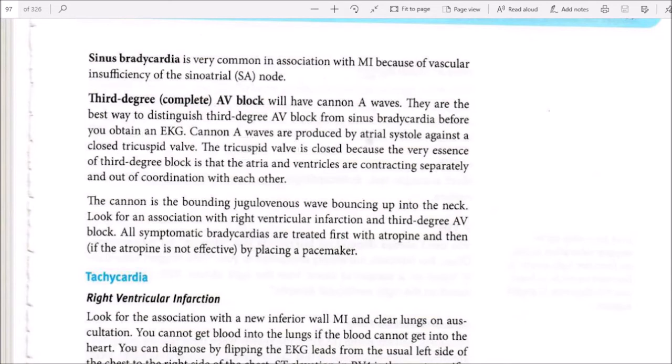Cannon A waves are produced by atrial systole against a closed tricuspid valve. The tricuspid valve is closed because the very essence of third degree block is that the atria and ventricle are contracting separately and out of coordination with each other. Cannon is the bounding jugulovenous wave bouncing up into the neck. Look for an association with right ventricular infarction and third degree AV block. All symptomatic bradycardias are treated first with atropine and then, if the atropine is not effective, by placing a pacemaker.